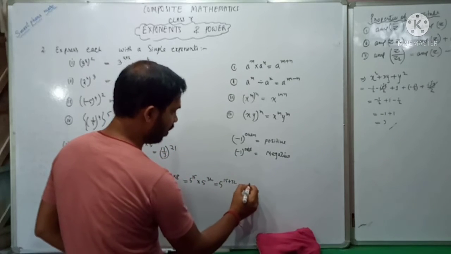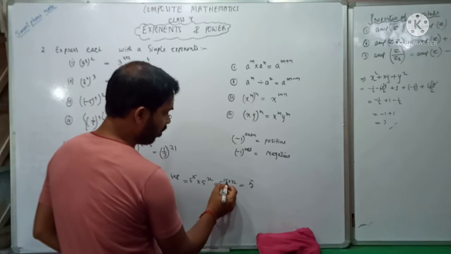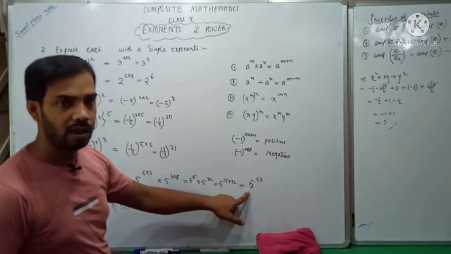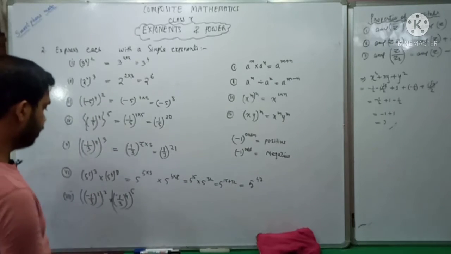Now see how much it will become. So it is 5 power. So you add 5 plus 2 is 7, 3 plus 2 is 4. So it is 47. Understood? Okay, next you see.